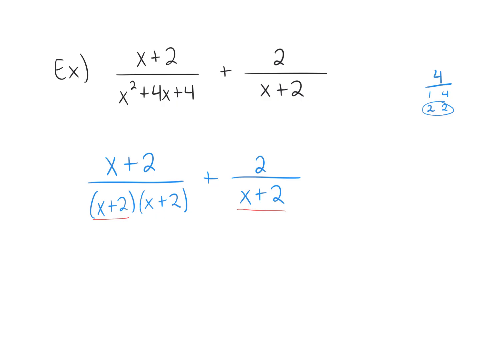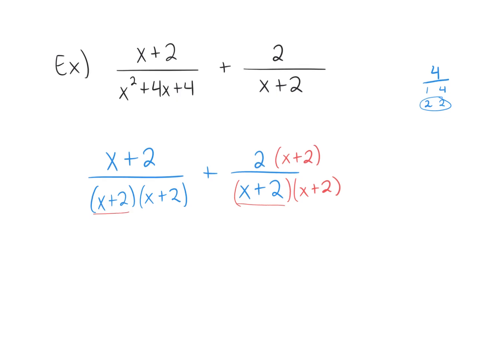Okay? So, do you agree that this one's missing something? Yeah. What is it missing? It's missing X plus 2. So remember, we multiply what we're missing on the top and on the bottom. Okay. Now, looking at this, do you agree we have common denominators? Yes. Okay, so now what we're doing is we're going to be rewriting.